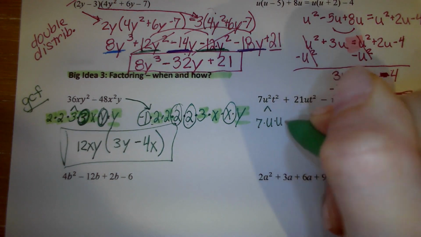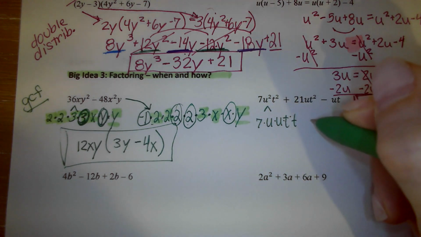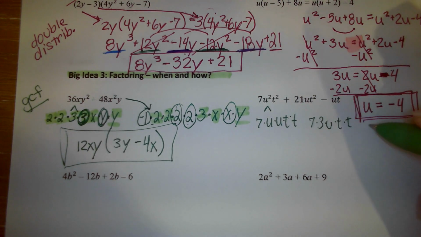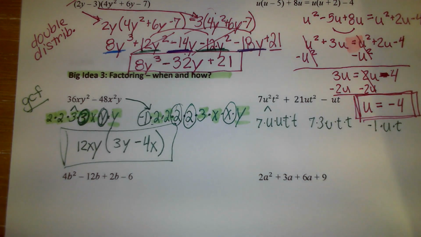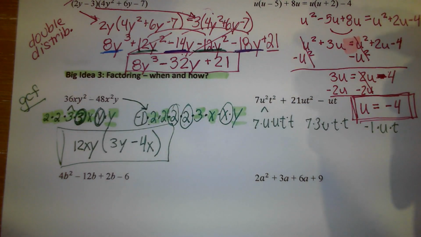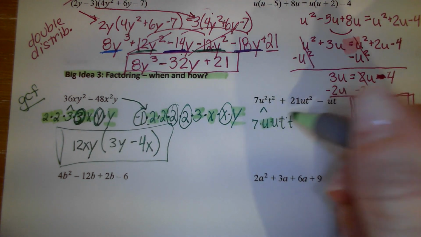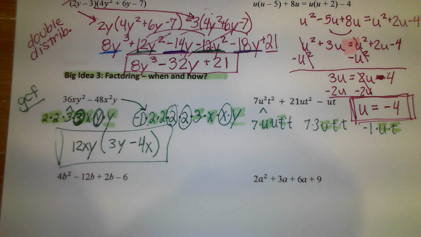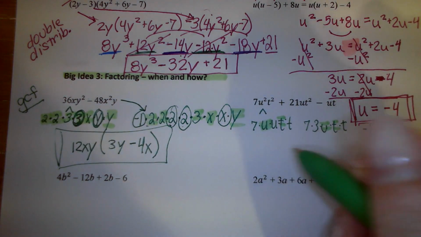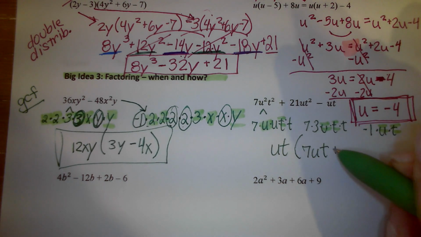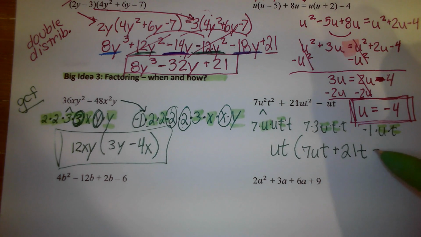7 times u times u times t times t. 7 times 3 times u times t. And the last one is negative 1 times u times t. Now, when I look for my like terms, my common factors, I see 7 is not on each list, 3 is not on each list, but u is, and t is. So that's what we can pull out of the expression, ut. And then what's left over? 7ut plus 21t minus 1.